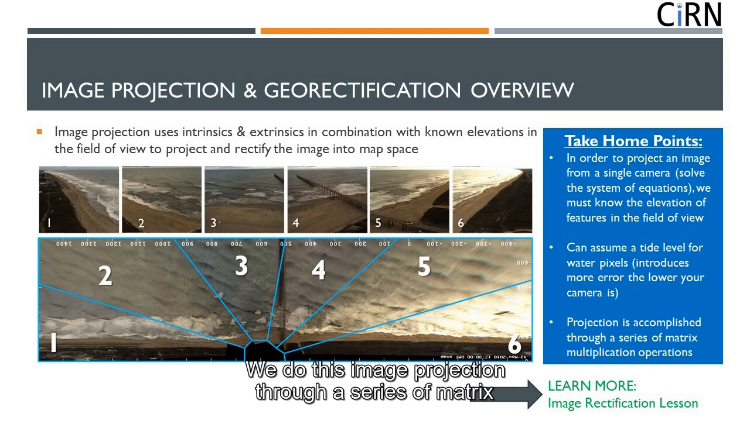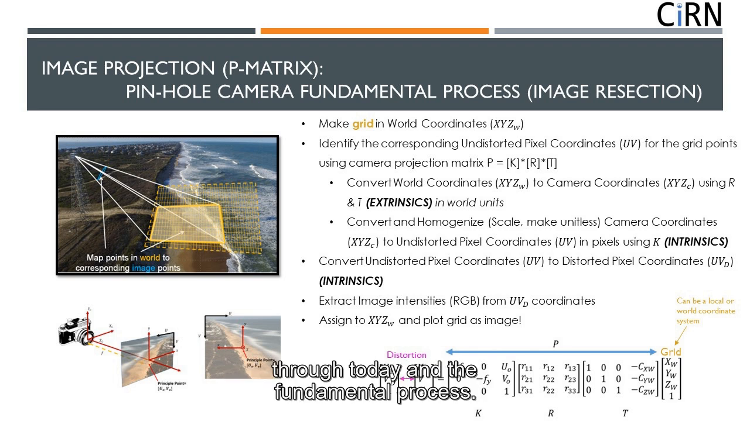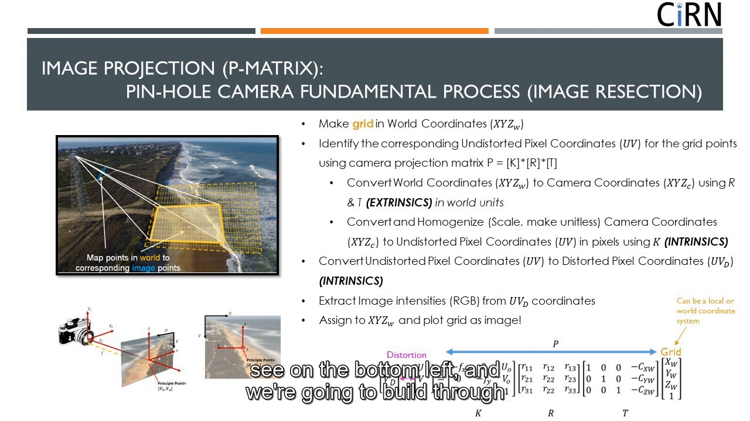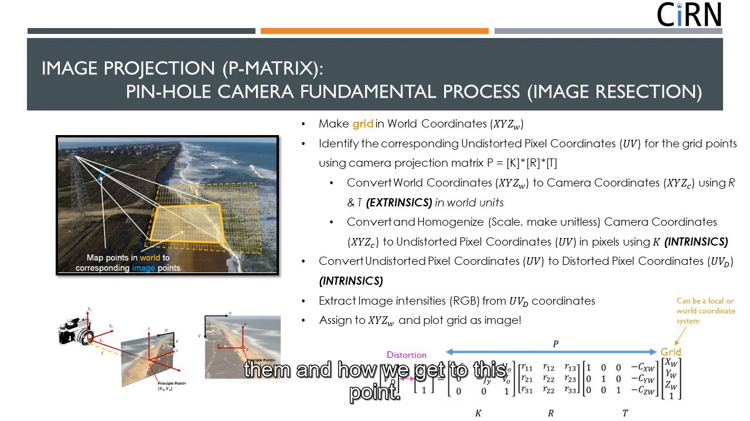We do this image projection through a series of matrix multiplication operations, and that's what we're going to focus the rest of the lecture on. So here is the fundamental math that we are going to walk through today and the fundamental process. So this is how you do an image projection. You build something called the P matrix, which is the multiplication of these 3 different matrices over here you see on the bottom left, and we're going to build through each one of these and explain what they do and how you make them and how we get to this point.